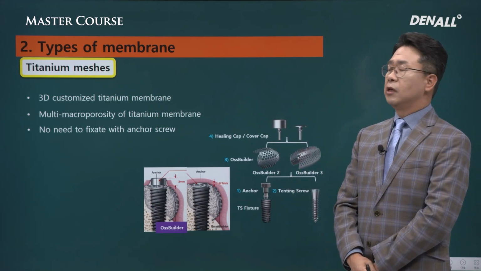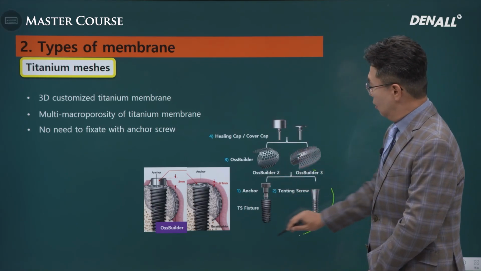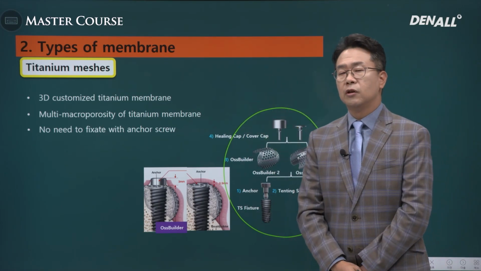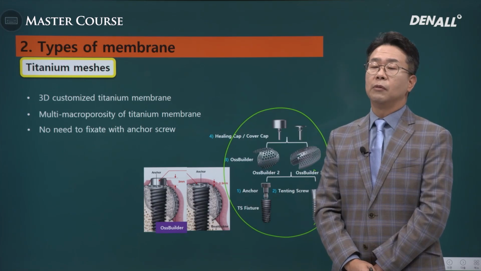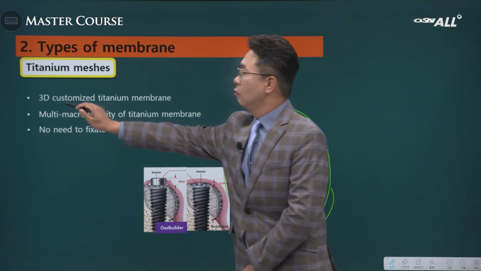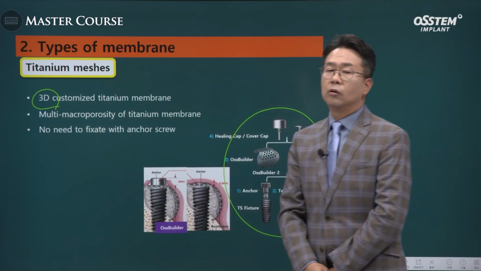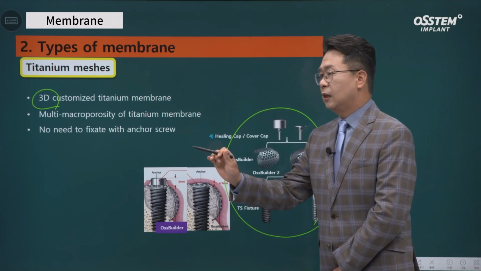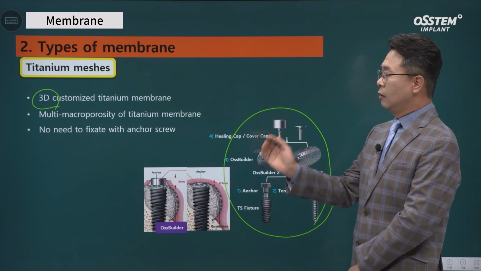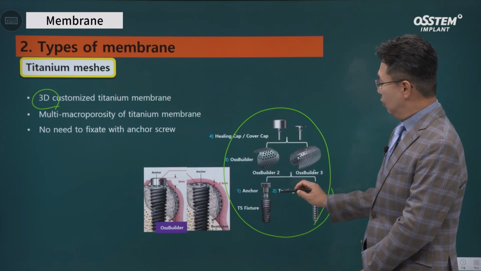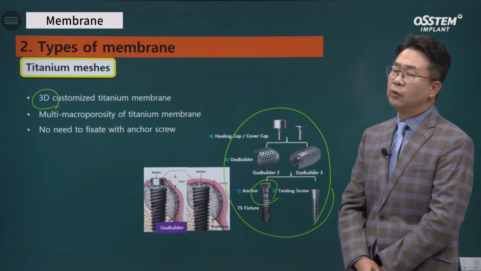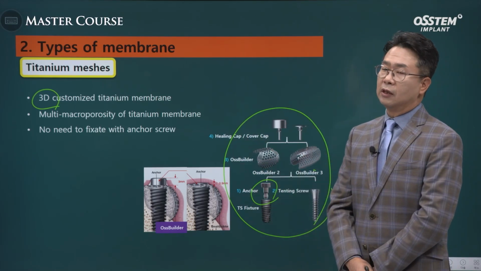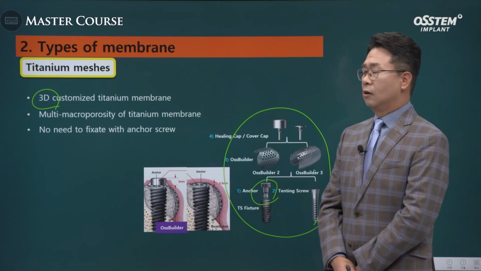Osstem has introduced OssBuilder in order to address many disadvantages. This is in fact the same as titanium mesh. It is 3D, three-dimensional for surgeons' convenience, and the biggest problem with titanium mesh is the possibility of exposure. A special anchor has been used to minimize such possibility, and that is the advantage of OssBuilder, a titanium mesh.